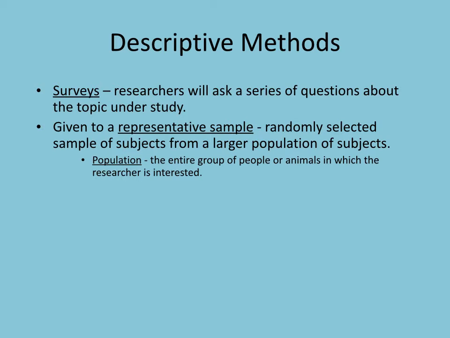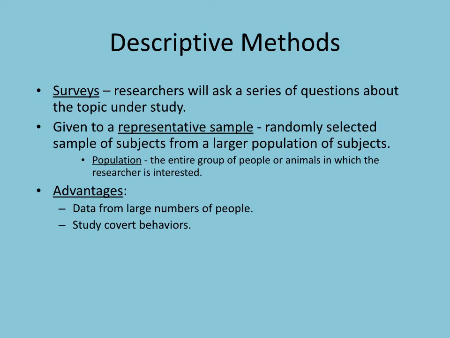Now, when we talk about representative samples, we have to talk about population. Now, the population is the entire group of people or animals in which the researcher is interested in. My experiment earlier about trying to figure out what high schoolers talk about, my population would be high schoolers.